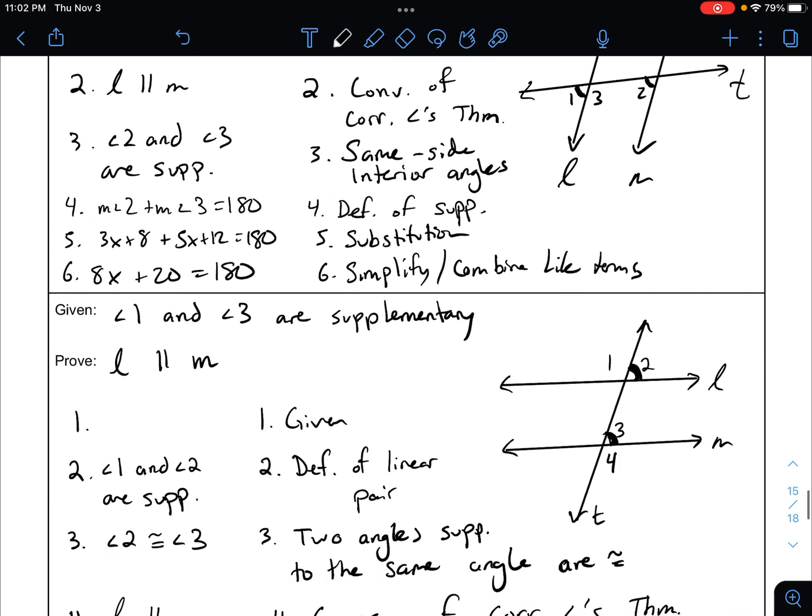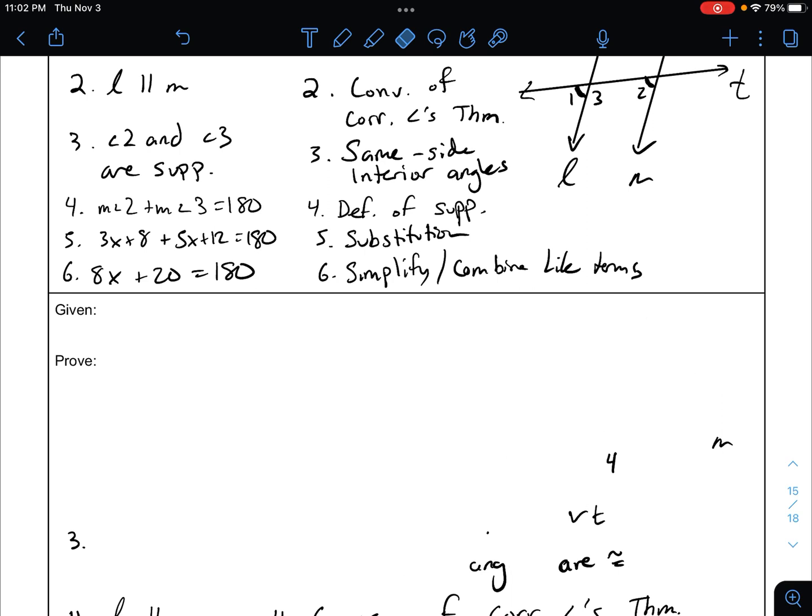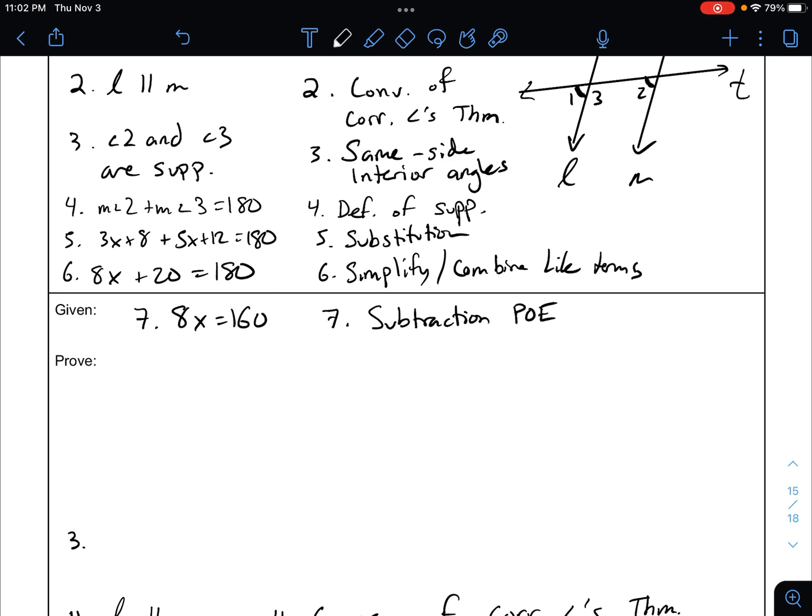I ran out of room, so I'm going to erase this stuff and continue down here. Next up is step 7. I'm going to want to move the 20 to the right side using subtraction. That would give me 8x equals 160. So that's the subtraction property of equality. Step 8, we're going to divide both sides by 8. That's the division property of equality.